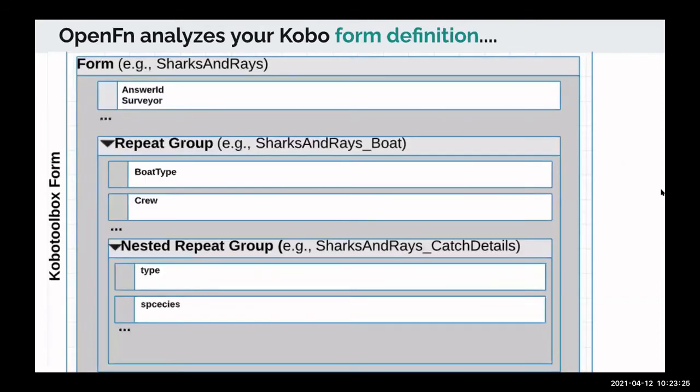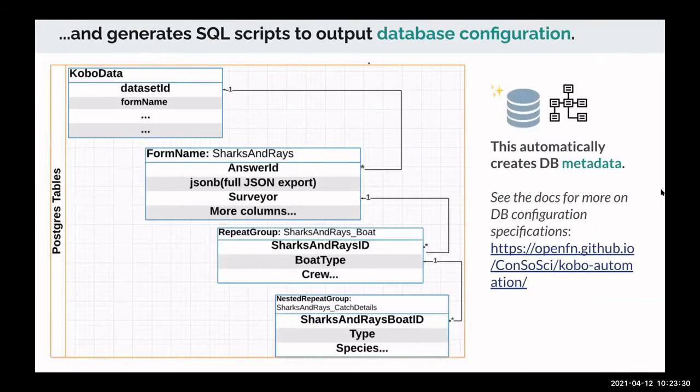So if in your Kobo form, we see that there are these different question groupings, OpenFunction will then generate this data model that structures your data in that way to capture these one-to-many relationships. So you have one survey form for which you're capturing details on many boats, and each boat might have many catches. And so in that way, by looking at the Kobo form, we can almost infer relationships between these different data elements, like your form, your boat, your catch.